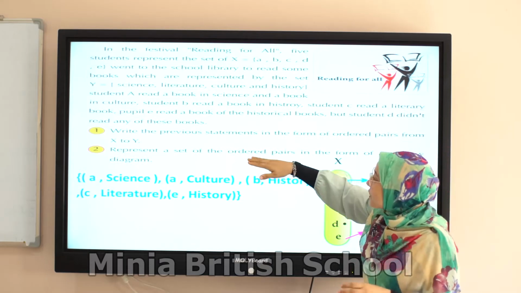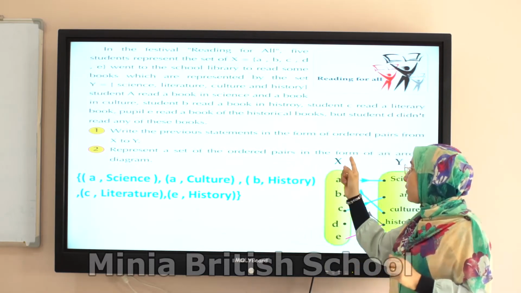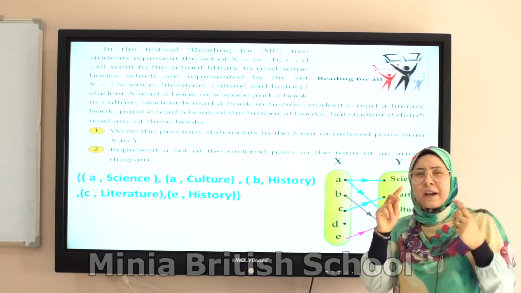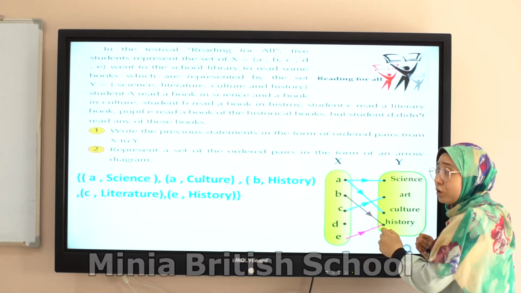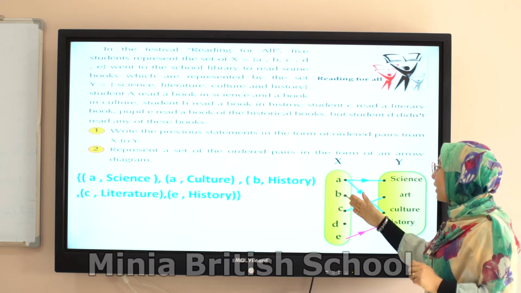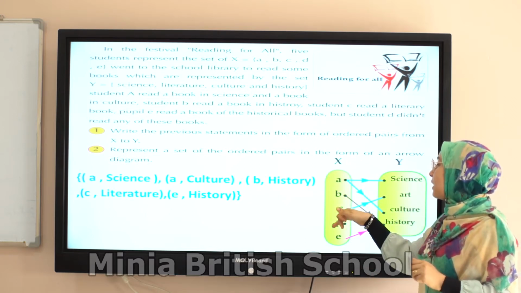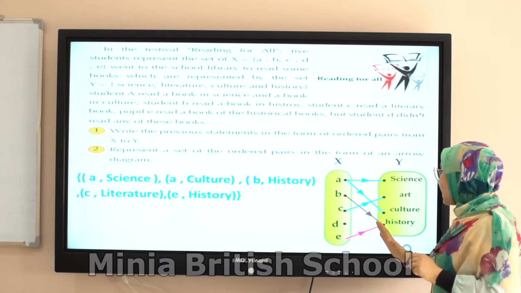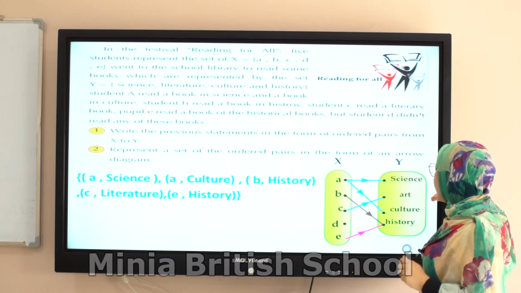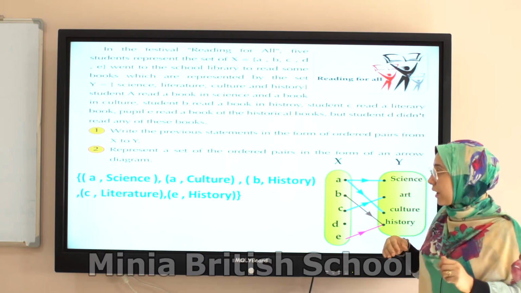Now, I need to make the second requirement: represent the set of ordered pairs in the form of an arrow diagram. So I will draw 2 blocks. In the first block, I will write the elements of set X: A, B, C, D, E. In the second block, I will write the elements of set Y: science, art, culture, and history.